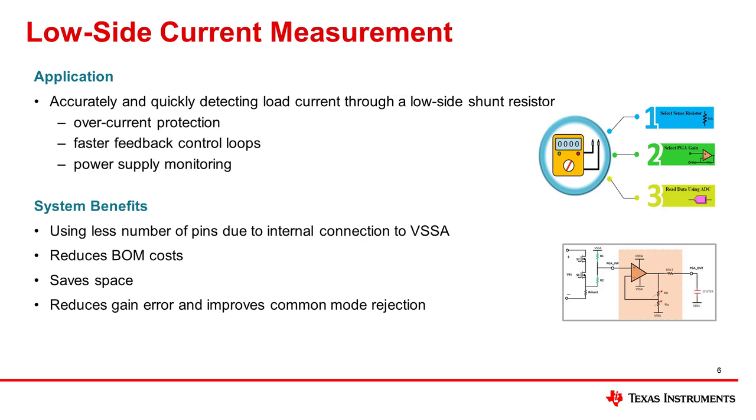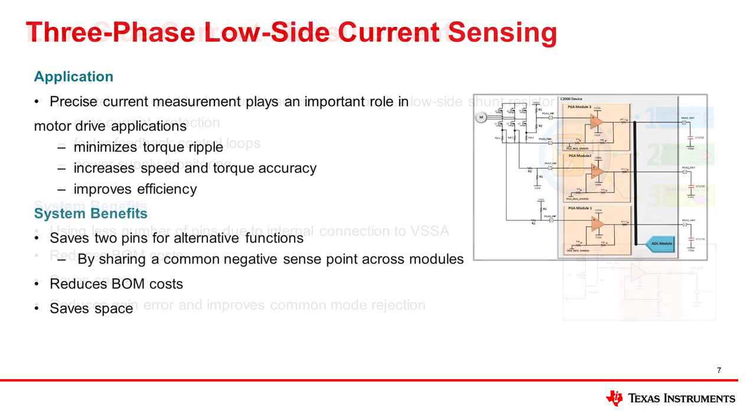The PGA integrates the gain setting resistors, reducing PCB area and improving the accuracy over discrete implementations that use external resistors. Since the resistors are incorporated into the integrated circuit, the matching and drift characteristics of the resistors are extremely good. This offers reduced gain error and improved common mode rejection over low-cost discrete implementations.